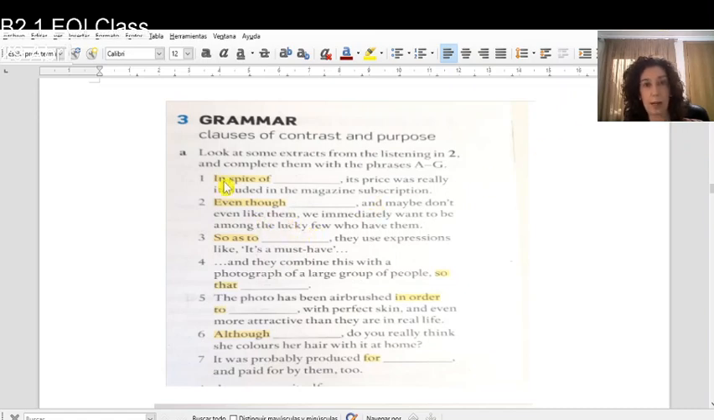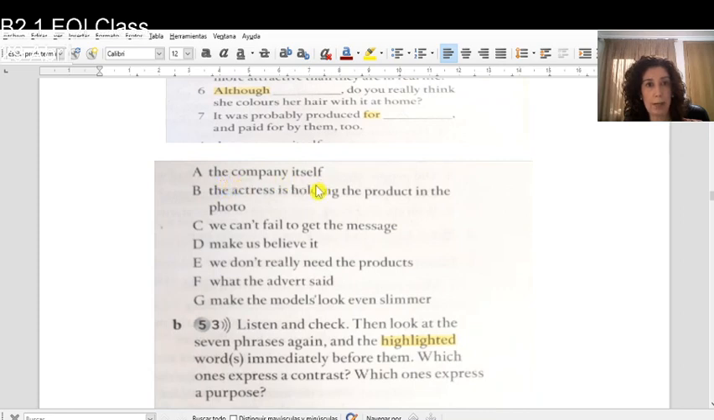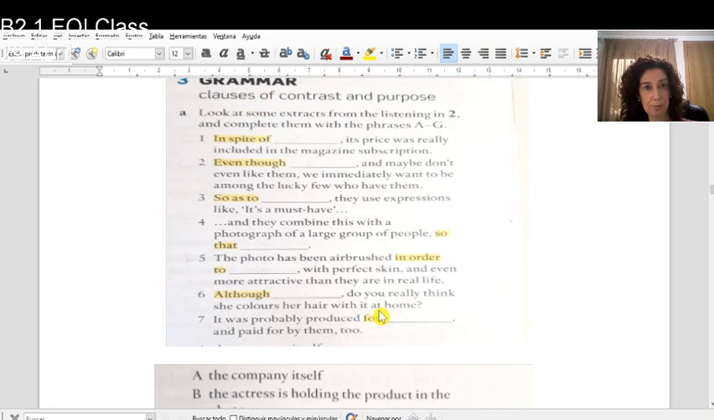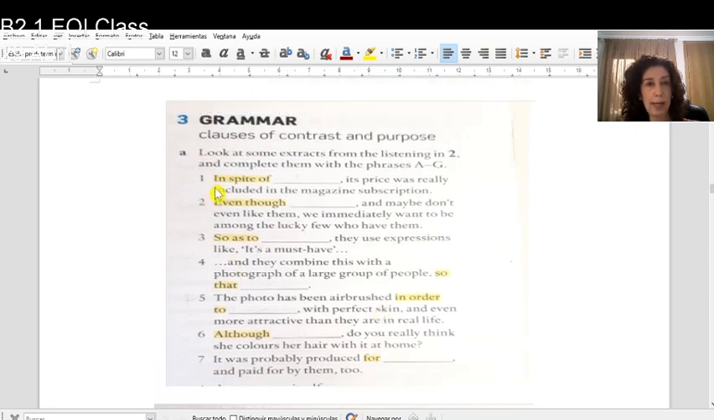Then I'm going to read, and you have to match with A, the company itself, B, the actress is holding the product in the photo, C, we can't fail to get the message, D, make us believe it, E, we don't really need the product, F, what the other said, and G, make the models look even slimmer. Yeah? Then, what do you think? 1. In spite of its price, it was really included in the magazine subscription. In spite of. 2. Even though, and maybe don't even like them, we merely want to be among the lucky few who have them.